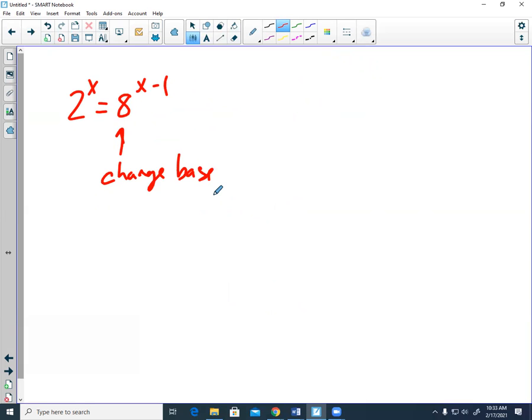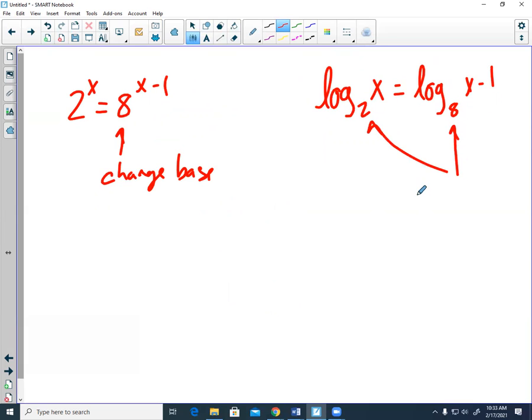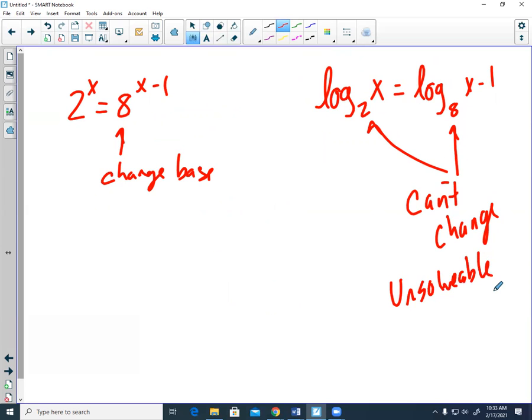You know how we could just do that? You are not going to be able to do that here. So this one you cannot change. This is unsolvable. I don't know if that's a word. Is unsolvable a word? Okay. You can't change the bases here. So on the one on the left, you can change the bases, because we know those properties of exponents. The one on the right, you cannot change the bases. If the logs do not match up, you cannot change them.